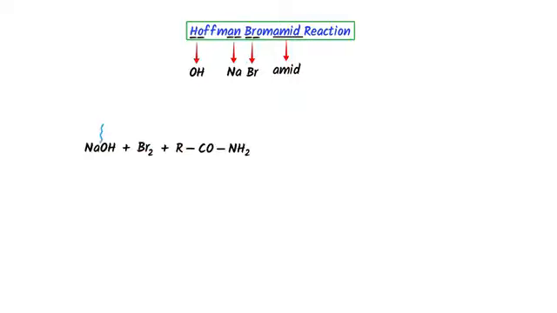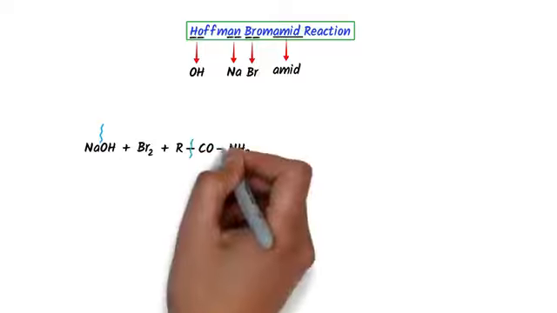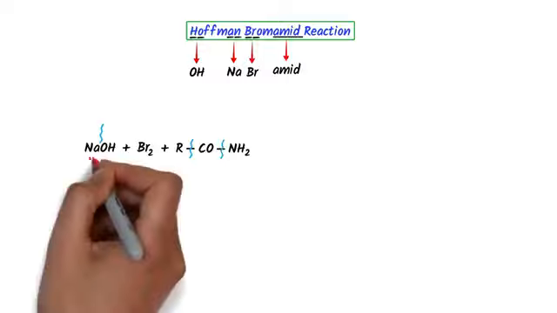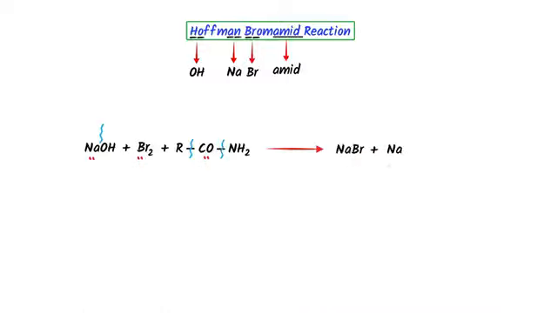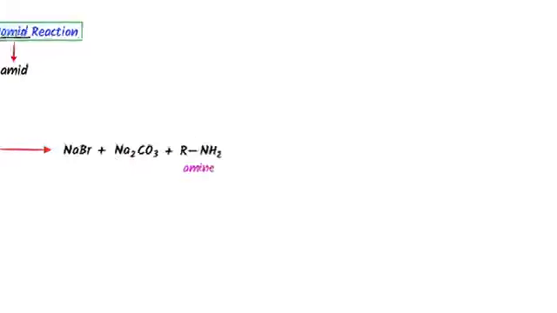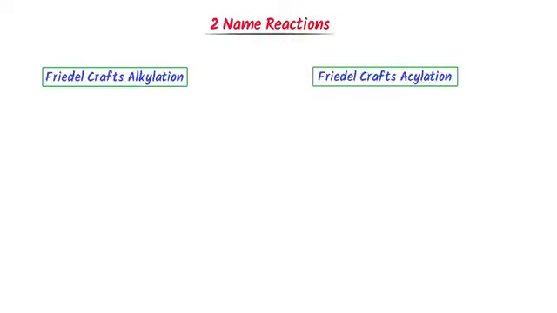Now I break sodium and hydroxide. I break R, CO and NH2. Sodium will attack on Br and CO. I get sodium bromide plus sodium carbonate. This R and NH2 will combine together to form amine. So this is the Hofmann bromamide reaction. Thus note it down. Now let me teach you two more reactions like Friedel-Crafts alkylation and Friedel-Crafts acylation.